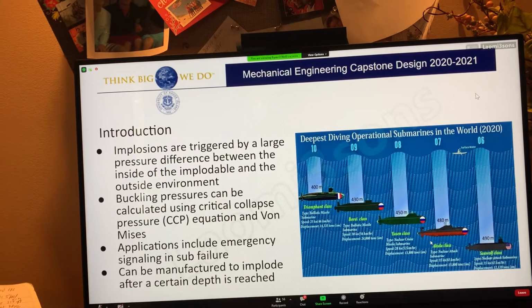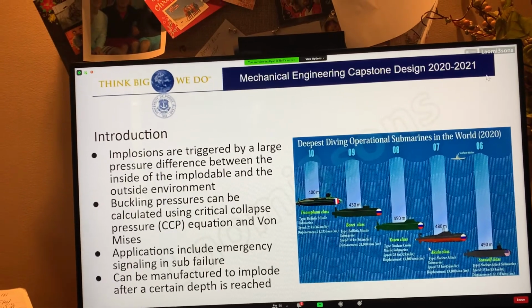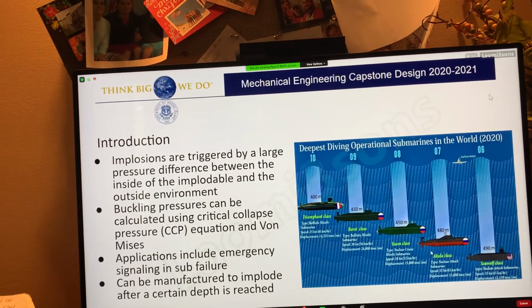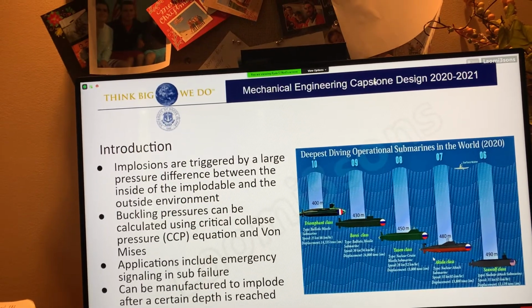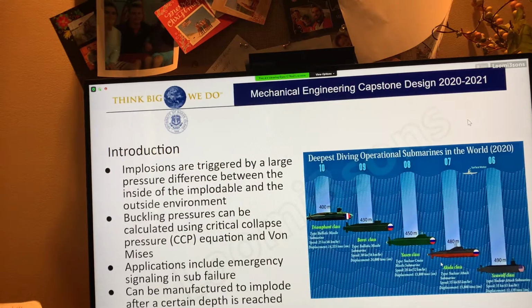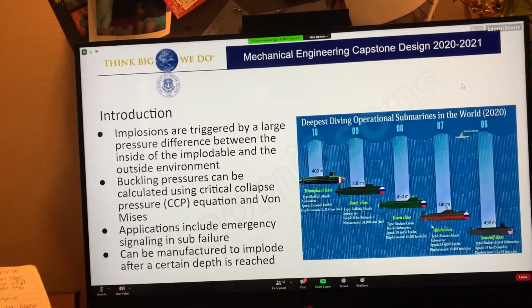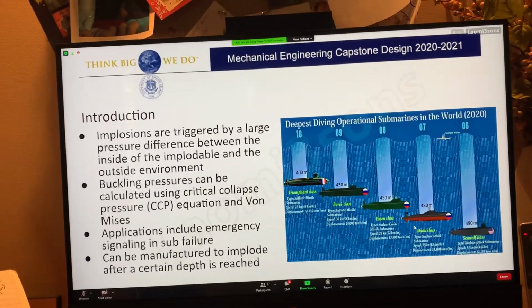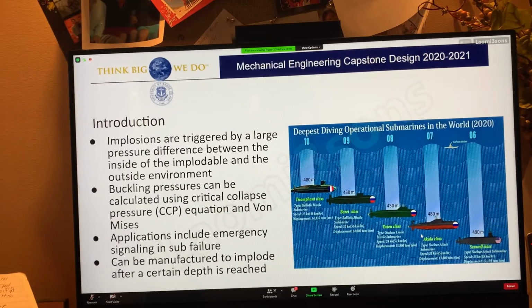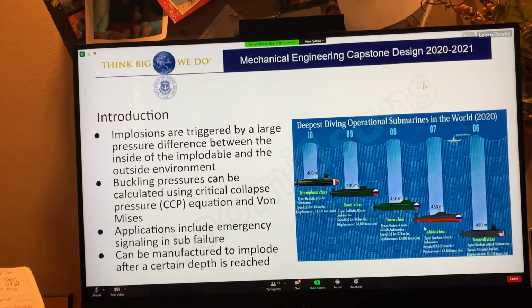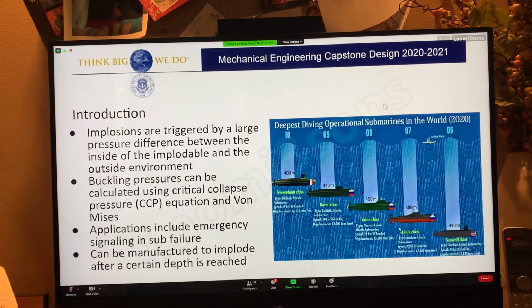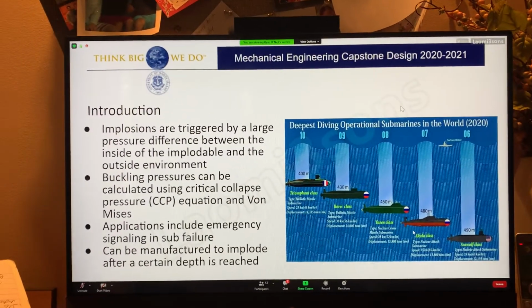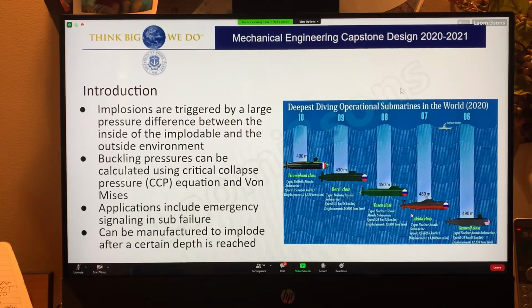Practical applications for implosions are pretty limited, but our application specifically is for submarines that fail while underneath water. Our system can launch an emergency signal to the surface, and the implosion can be manufactured to implode when a certain depth is reached underwater. So say a submarine were to fail and fall below its traveling depth, the system would activate on its own.